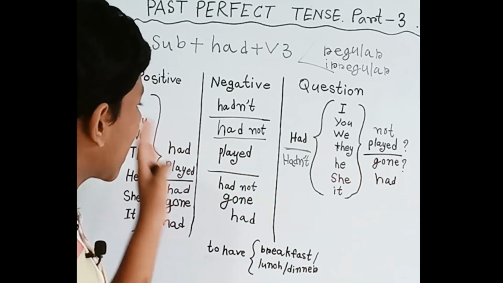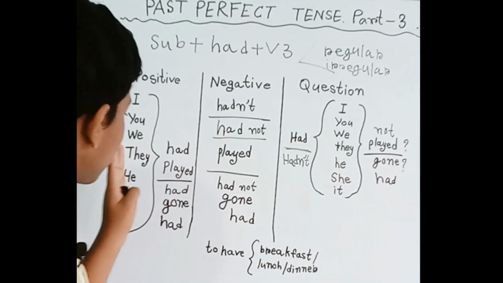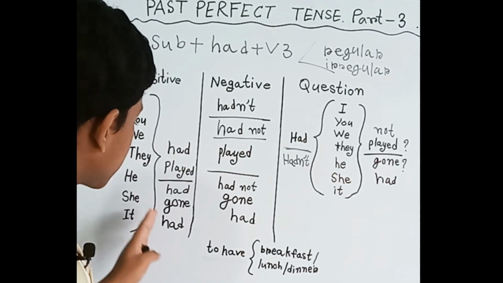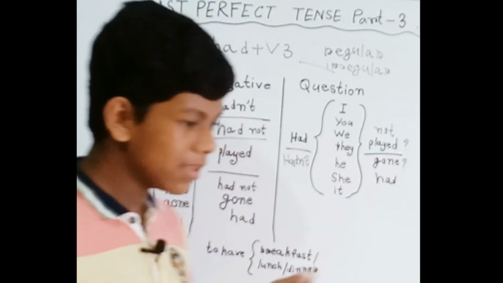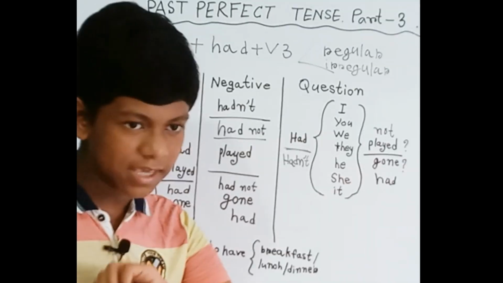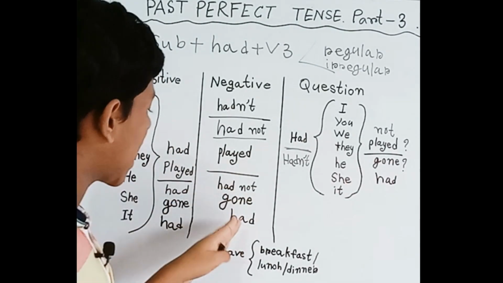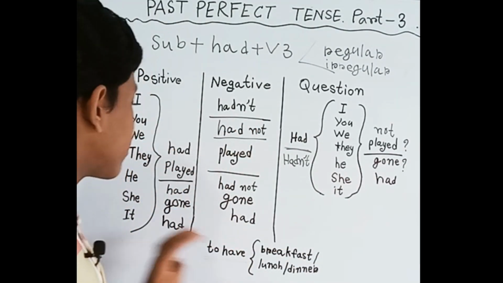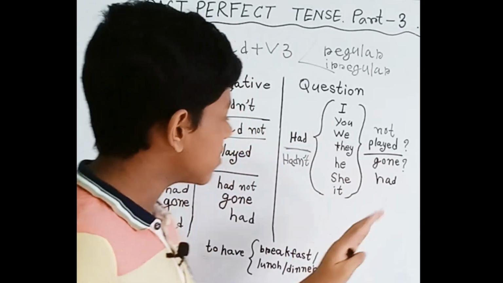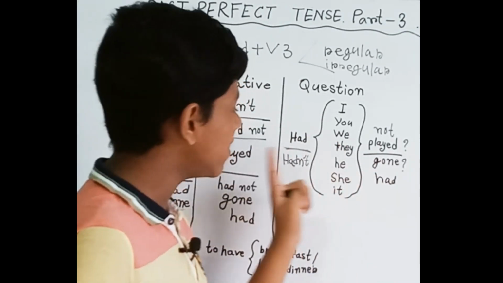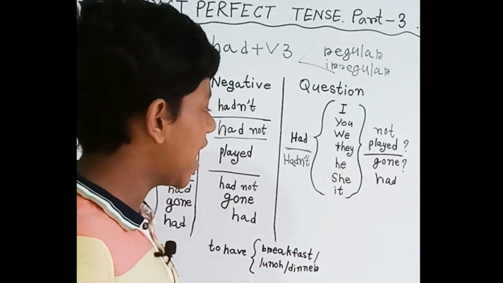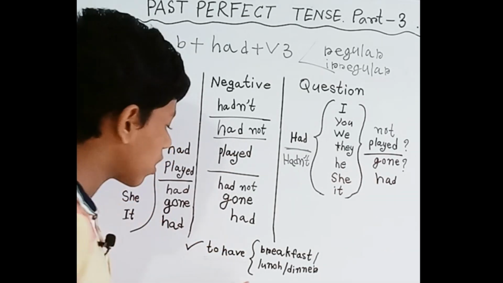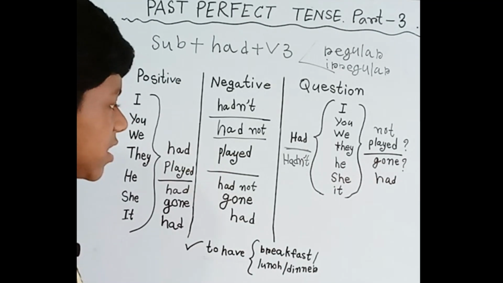Same like here, I hadn't played, I hadn't gone. Same like they hadn't played, they hadn't gone. He hadn't played, he hadn't gone. Okay, same like up here. But if you want to say it with had, we can just say: I hadn't had. Okay, you hadn't had, he hadn't had, she hadn't had. Same as you say the positive one. Sometimes had is also used in the question: had I had, you had, he had, she had, it had. Okay, so I have already made you all clear about this. I hope you have got it very well.